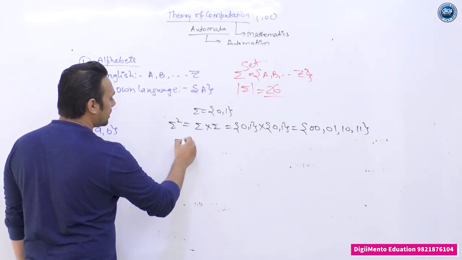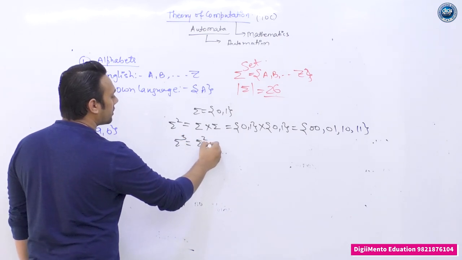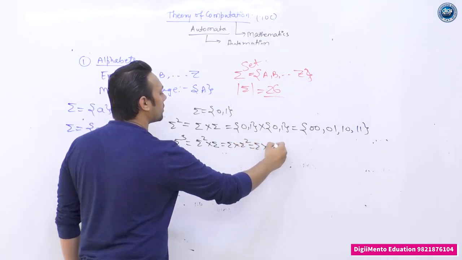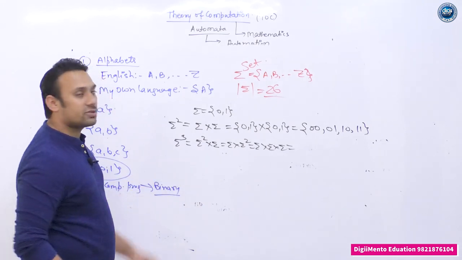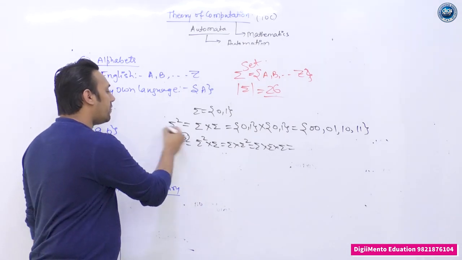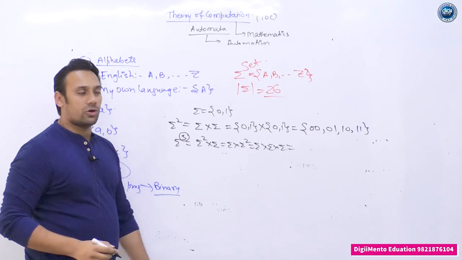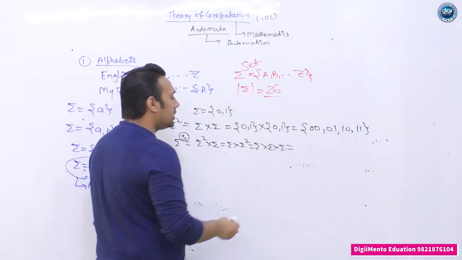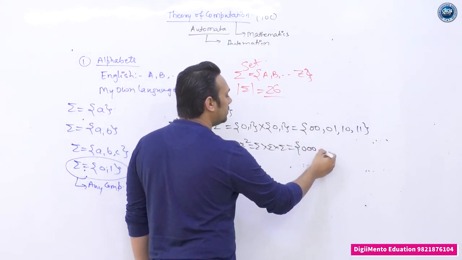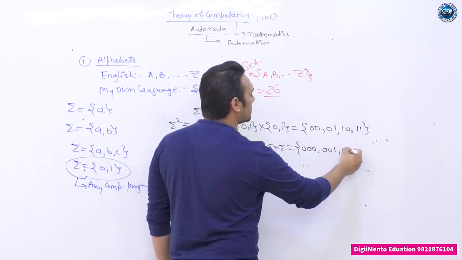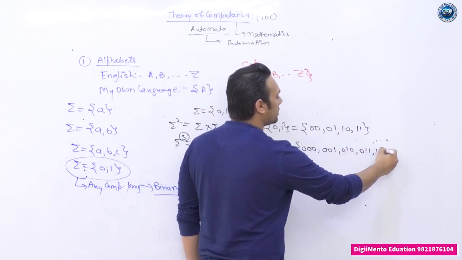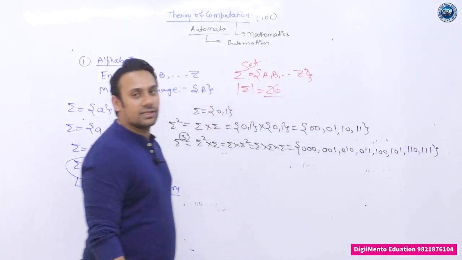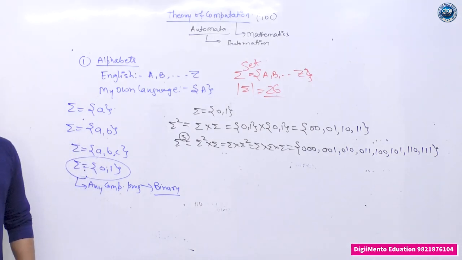If I say summation raised to power 3, it means summation square cross summation or summation cross summation square or summation cross summation cross summation. So summation raised to power 3 ka matlab kya hai? When you are going to perform this cross product, you are going to get all the possible strings whose length is actually 3. So your possible strings are going to be 0,0,0, 0,0,1, 0,1,0, 0,1,1, 1,0,0, 1,0,1, 1,1,0 and 1,1,1. This is a set of all possible strings whose length is actually 3.